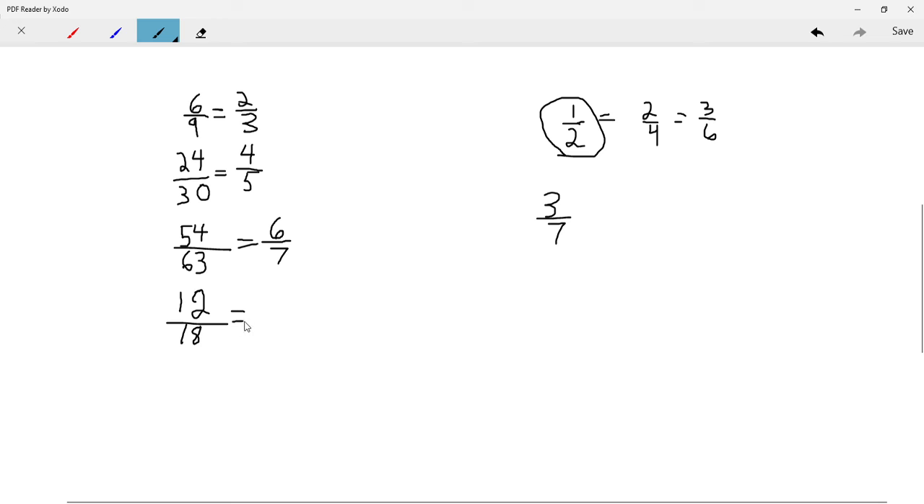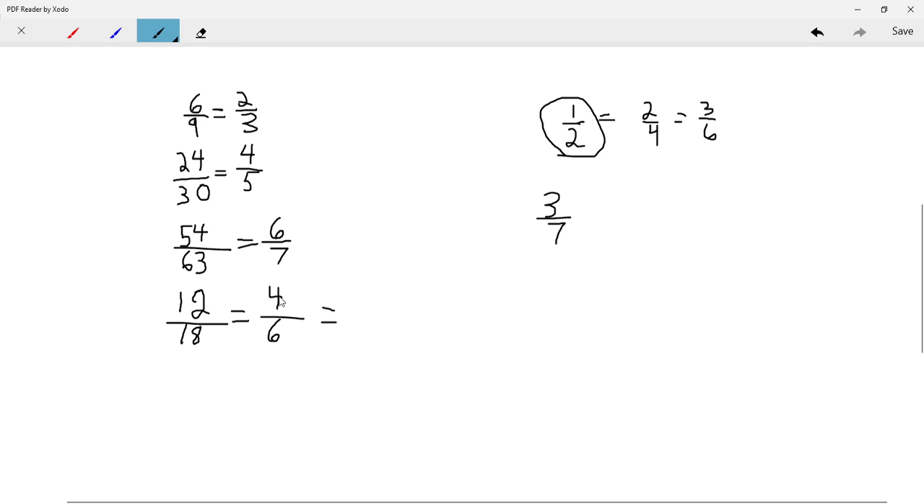Now this one I wanted to go over because there's kind of a few quirks we can find with 12/18. So I could see 12/18 and I could say, okay, well, this is not reduced. I could divide both of these by 3, which is absolutely true. So 12 divided by 3 is 4, and then 18 divided by 3 is 6. Now we have 4/6, which is also not reduced.